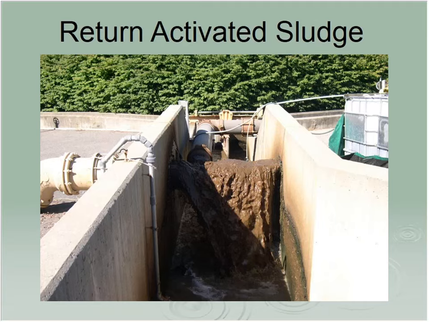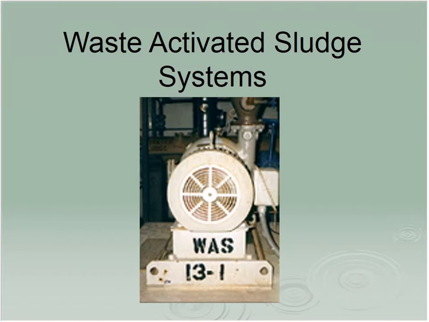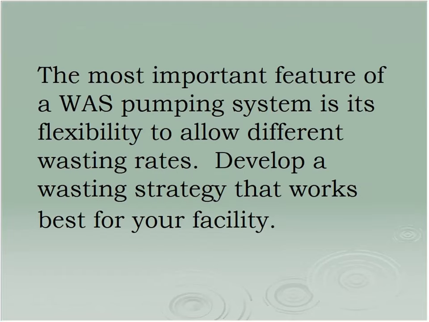Return activated sludge, much thicker than what we saw coming out of the reactor. And again, probably 5,000 to 6,000 milligrams per liter is pretty typical of the concentration at this point. The bulk of it going back into the reactors, some of it being wasted. That is your control of the wasting system.